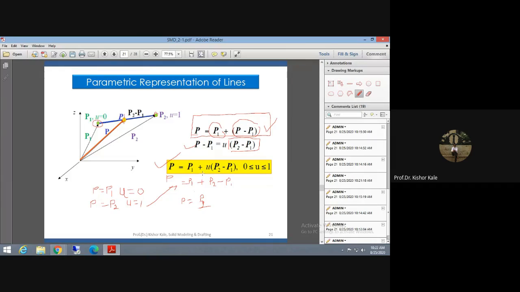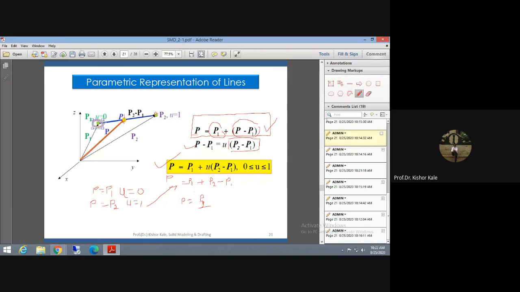So P1 plus 0.1 times (P2 minus P1) will give you a new point somewhere here. 0.2 will be here, 0.4 will be here, 0.5 is here, 0.6 will be here, 0.7 will be here, 0.8 will be here, 0.9 will be here. So substitute the value of U as 0.9, you will get a point here.